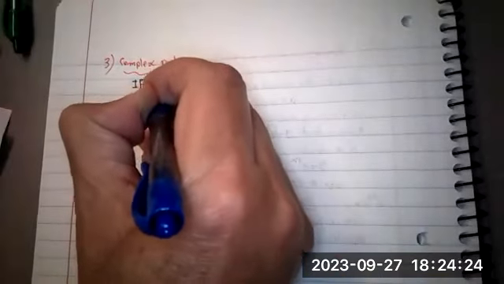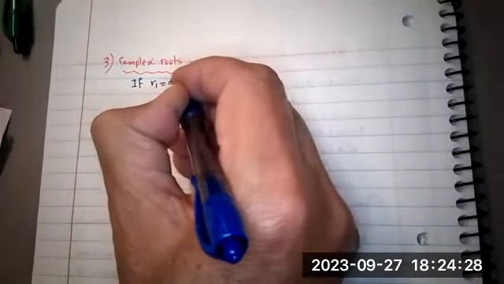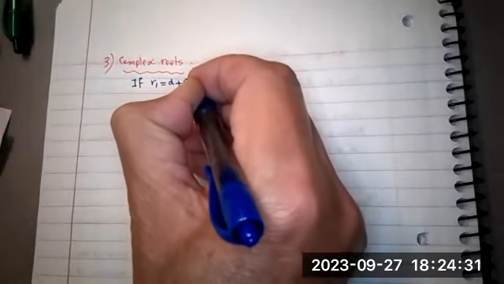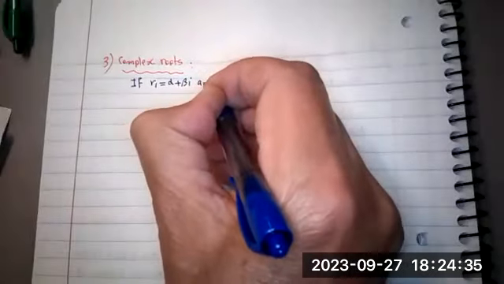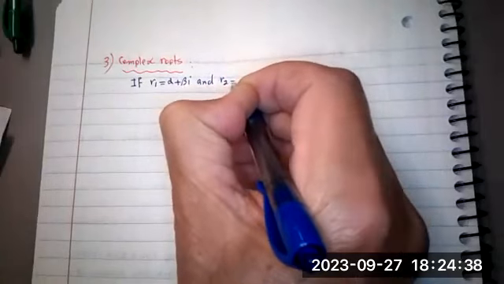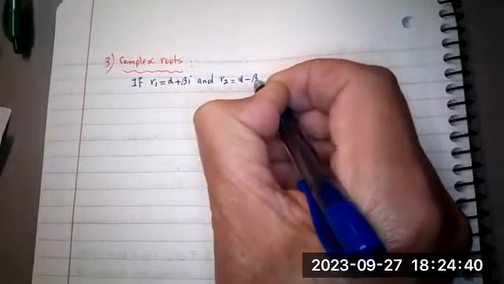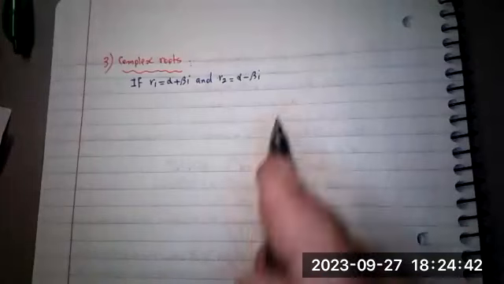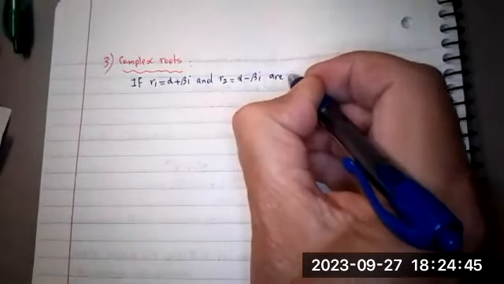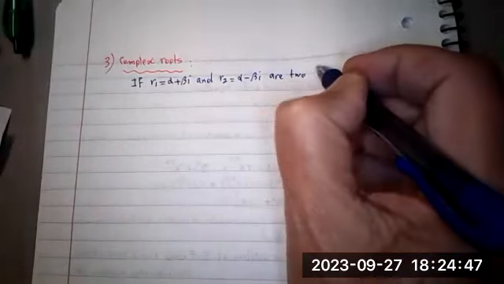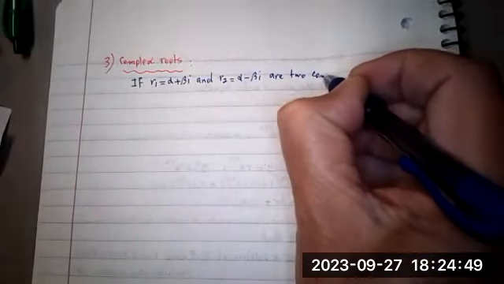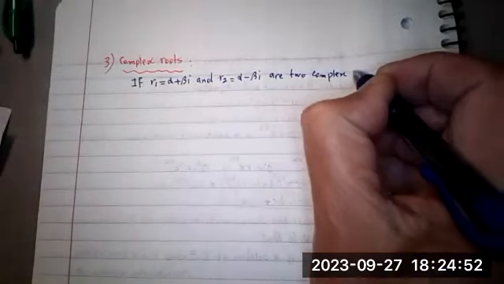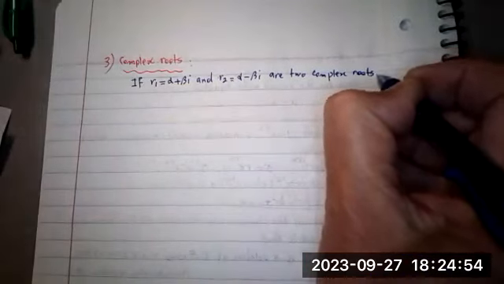So if R1 is equal to, with the notation, alpha plus beta i, this is one solution. Automatically you get the second one, R2 equal to alpha minus beta i. They are going to be the complex roots of that equation that we have.